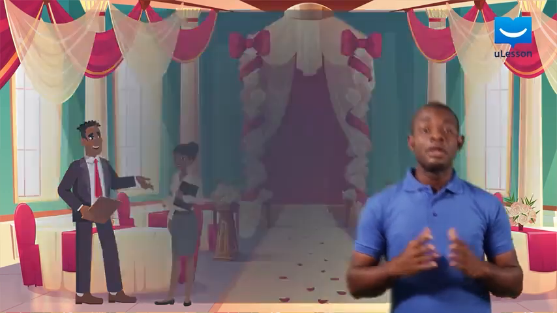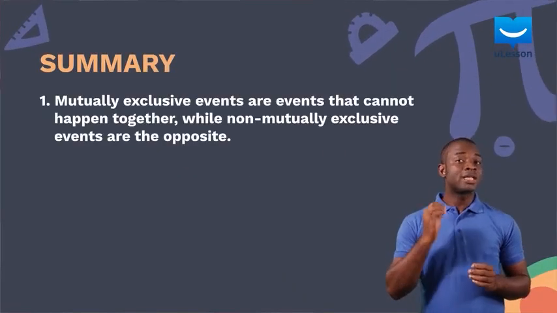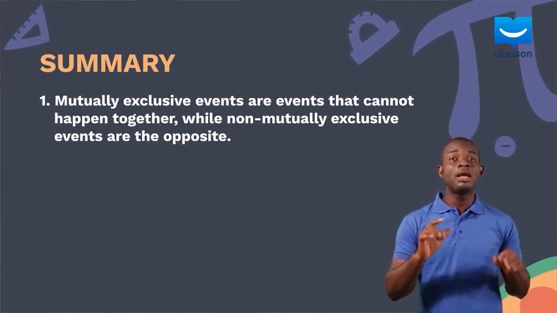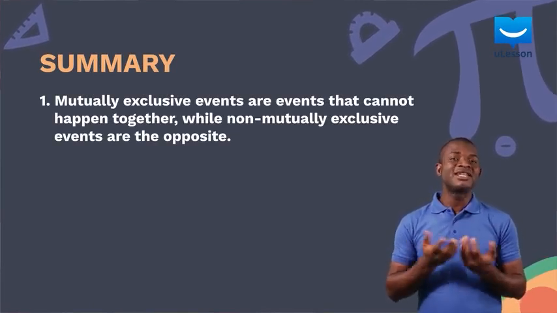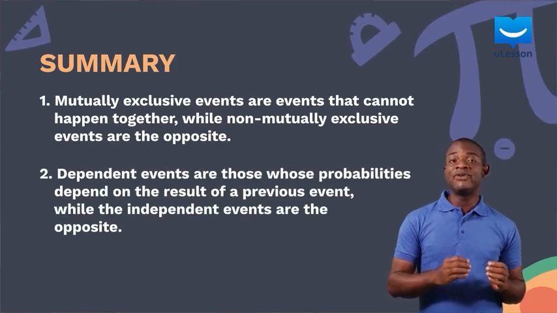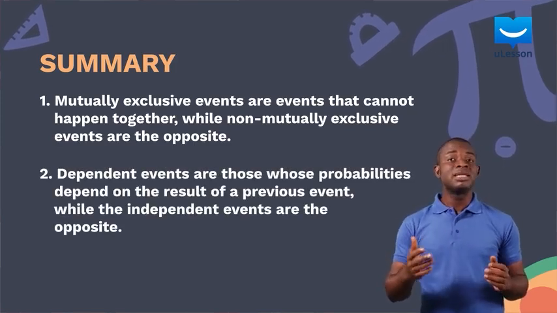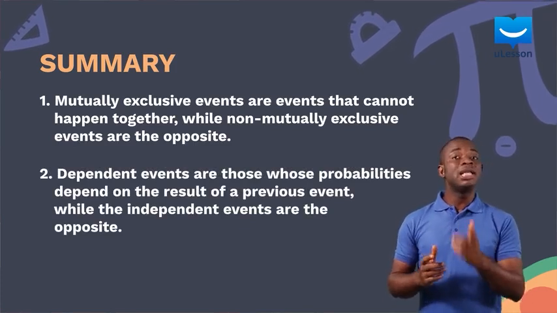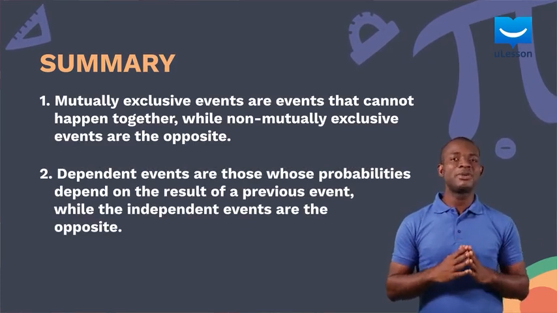Let's recap. We have learned that mutually exclusive events are those that cannot happen together, while non-mutually exclusive events are the opposite. We also know that dependent events are those whose probabilities depend on the results of a previous event, while independent events are the opposite.